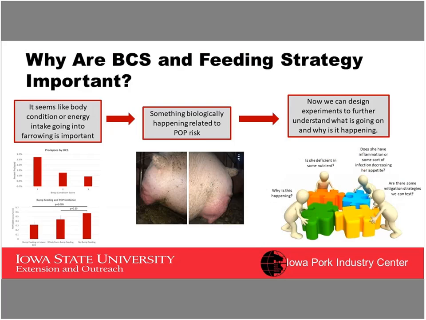So why is that important? Looking at body condition score and feeding strategy, it seems that there's something going on physiologically in the sows that is related to how they're eating and consuming feed prior to farrowing, based on the data set of these farms in this study. And so we want to start looking at how we can utilize those management strategies, number one, to develop a mitigation strategy, but number two, how does this knowledge influence our thinking about what the root causes of pelvic organ prolapse might be?